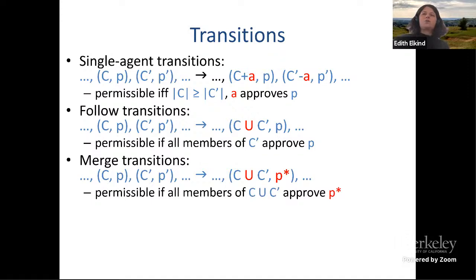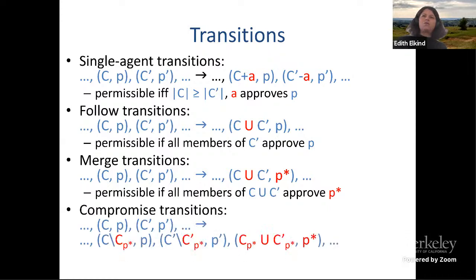And again, so it can only happen if all members of both coalitions approve this new proposal, P star. Okay, so finally, our most general type of transition is what we call compromise transitions. Those are slightly more complicated. So again, we start with two coalitions, one supporting P, another supporting P prime.